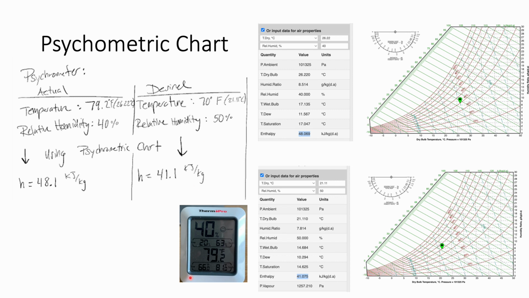So second, I used my psychrometer to measure the temperature and humidity of the environment. So it was 72.2 and we had 40% relative humidity. Then I went online and used the online psychrometric chart to plug in the temperature values. It requires Celsius, so I changed it to Celsius, and then we got our enthalpy values for each of the conditions.